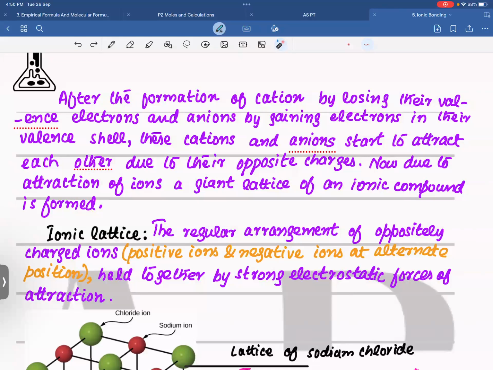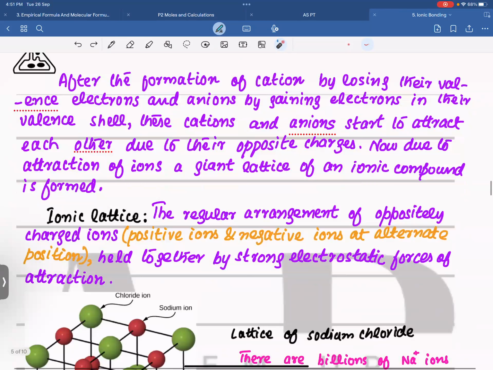Okay, so what is an ionic lattice? Lattice is the term used for structure. So ionic lattice means a structure in which there is a regular arrangement of oppositely charged ions, which means that the positive ions and the negative ions are positioned at alternate positions of each other, and they are all held together due to strong electrostatic forces of attraction between them, like this.